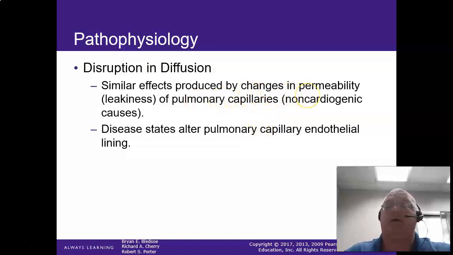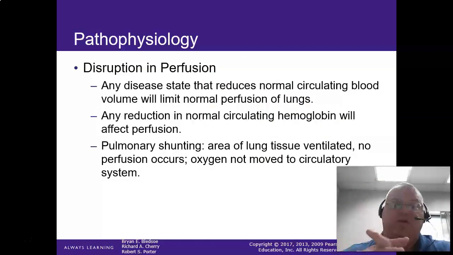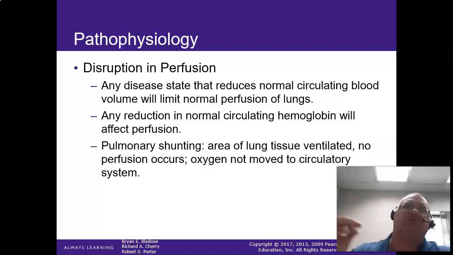Disease states, again, can alter the pulmonary capillary endothelial lining. Sepsis, COVID, both of those interfere with those, all right? So, again, the disease process can play a terrible part in that. Pulmonary shunting is an area of lung tissue that is ventilated, but no perfusion occurs, usually due to a pulmonary embolism. So think about that. You're losing all of that alveolar space because the blood's not flowing in between them.